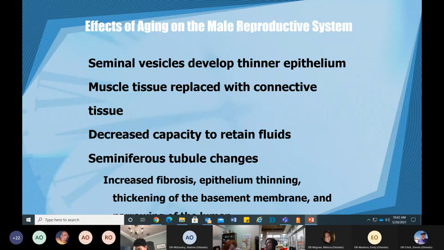So in the male, the seminal vesicles develop, of course, thinner epithelium. There's a reduction in sperm count. The muscle tissue is replaced with connective tissue, and so they cannot retain fluids. It doesn't hold as much fluid as it needs for carrying the sperm. And there's a lot of fibrosis and thickening and narrowing of the lumens as the male begins to age.